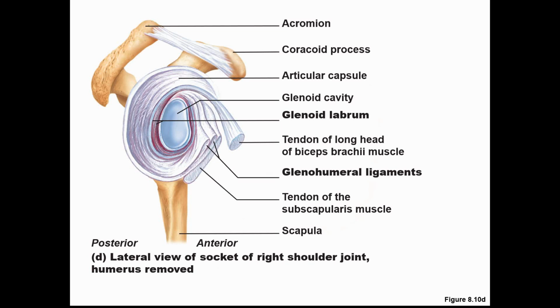Here's a medial view of the shoulder. Here's our glenoid cavity. There's a little bit of a lip around here called the glenoid labrum. And then here's part of the articular capsule that we've cut in order to remove the humerus. You can see how very small and shallow that glenoid cavity really is.